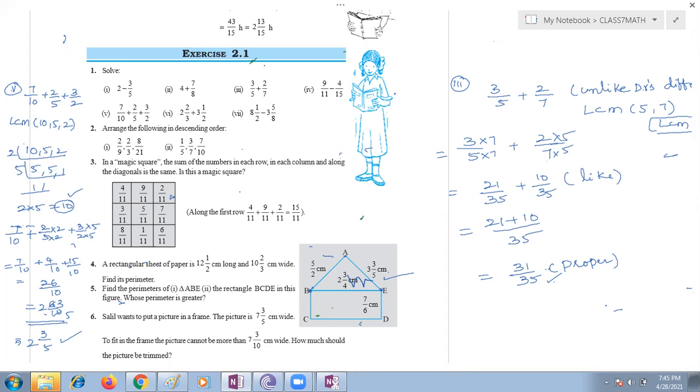Ma'am, till where, ma'am? Only the 7th bit. I got. And the second bit, arrange the following in descending order. Arrangement also you are supposed to find the LCM. Yes, ma'am, I know how to find that. Yes, try it, children. Those first 2 bits you're supposed to try. We'll go to the third bit onwards. Okay, ma'am.